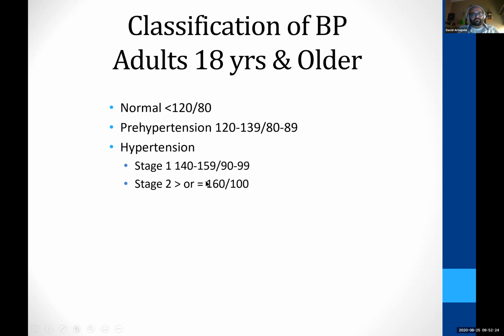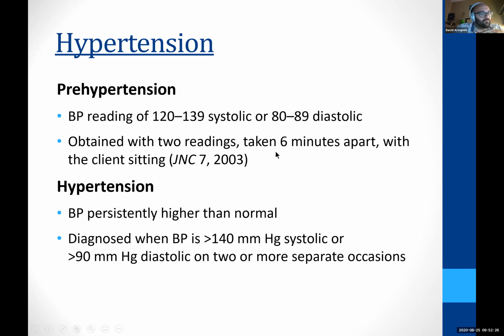Prehypertension, blood pressure reading of 120 over, again, the numbers are there for you. This is obtained from two readings taken 6 minutes apart with the client sitting, okay? If it's too close together, it's a falsely elevated second blood pressure. We need to make sure, okay? That's why we give that 6 minutes between. If we have a blood pressure that's high, we'll check it, and then we'll come back 6 minutes later and check it again.